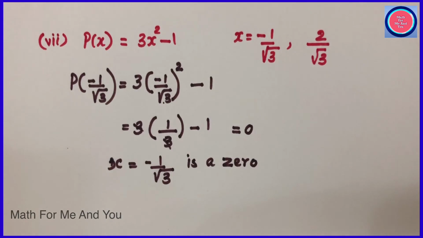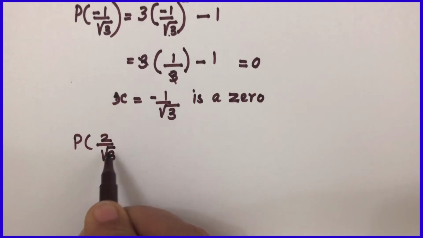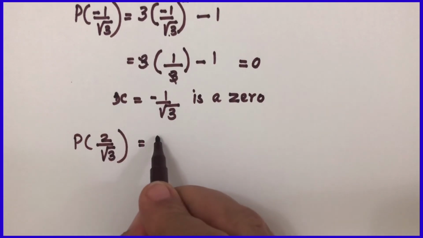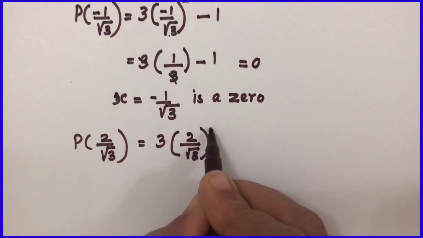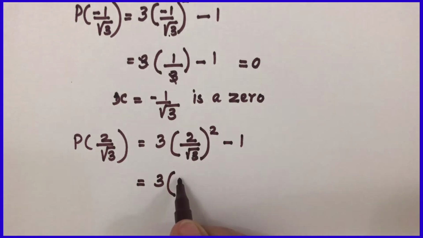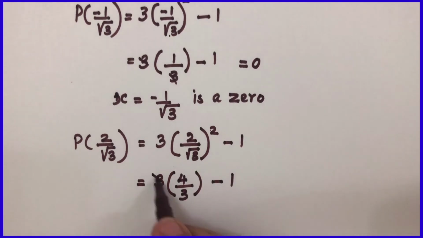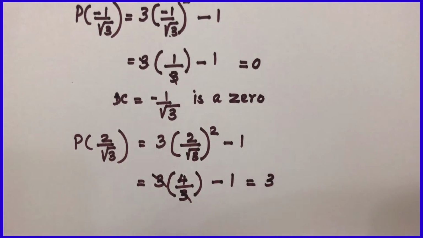Next value we check is 2 over root 3. For that we take P of 2 over root 3. 3x square becomes 3 times 2 over root 3 the whole square minus 1. Therefore, in the next step, we could write 3 times 2 square. How much? It is 4. Over root 3 square is 3. 4 over 3 minus 1. 3 and 3 we could cancel. Then 4 minus 1. How much? It is equal to 3. See, the polynomial at 2 over root 3 is not equal to 0.